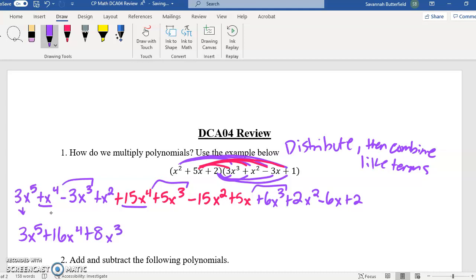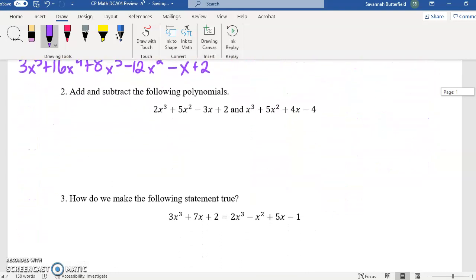Okay? Next are x squared. So I have an x squared here, I have a negative 15x squared and then a 2x squared. So 1 plus 2 is 3, minus 15 will be minus 12x squared. Then my x's, I have a 5x and a negative 6x. That'll just be minus x. And then the plus 2 has nothing to combine with, so it drops down. Now this one is a longer polynomial, but don't let that scare you. The one on the DCA is not going to be as long as this.